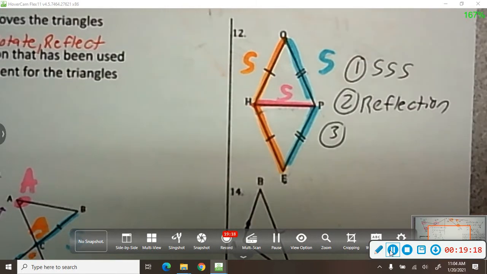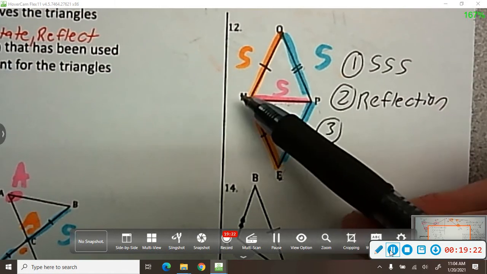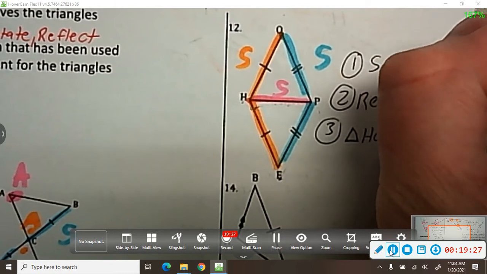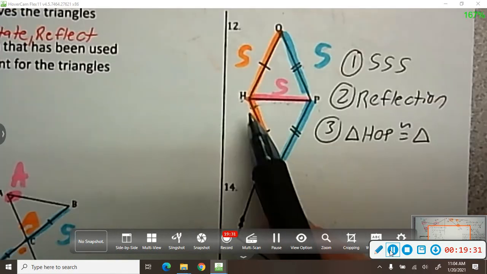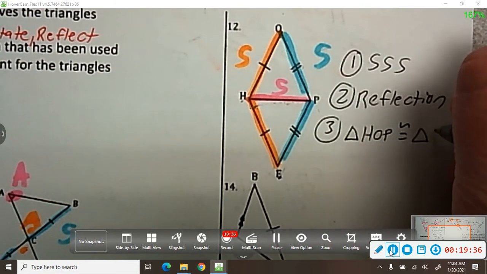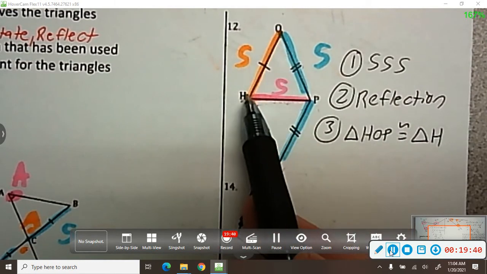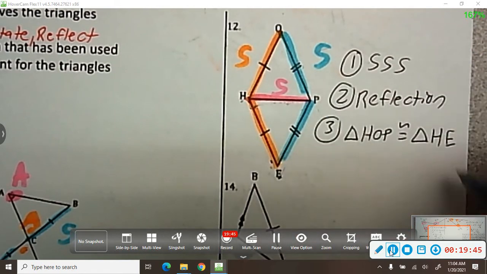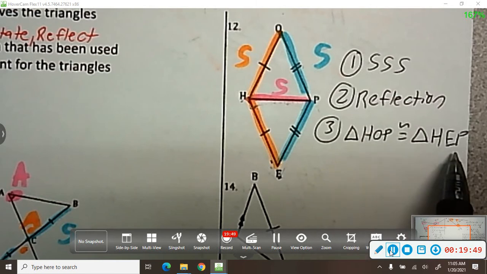And then my congruency statement. Let's say I call the first triangle HOP. That is congruent to triangle. So I would obviously start at H again to say that H equals H. I want HO, so I need to go HE. HEP. Notice the H's are in the same place, the P's are in the same place. That is important.